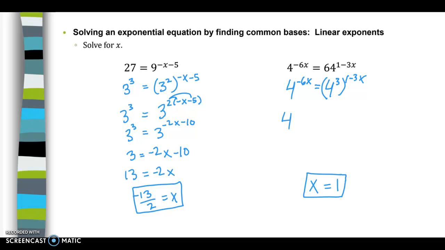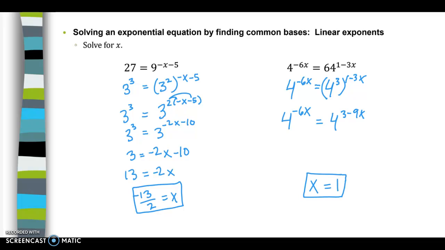So now we have base of 4, so keep the base the same. Left-hand side's not going to do anything. But then we need to multiply these exponents together. So we'll get 3 times 1, which is 3, and then 3 times negative 3x, which is negative 9x. So 4 to the 3 minus 9x power.